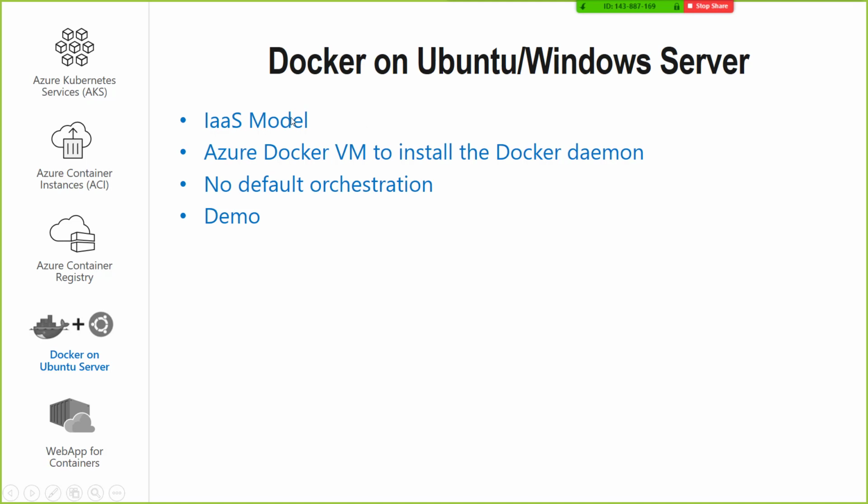So you have the infrastructure as a service model, with the Azure Docker Virtual Machine extension to install the Docker daemon. I showed you that earlier, where as you're deploying your new Ubuntu machine in Azure, you can add the Docker extension, and it's going to install the Docker daemon, or the Docker engine, on that virtual machine. And then you can begin to pull images and run your containers on that virtual machine.